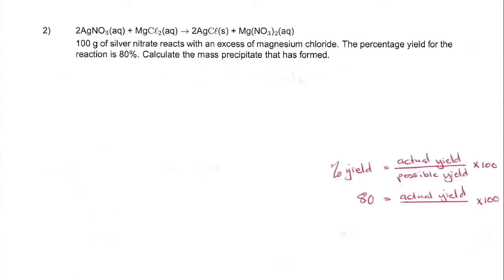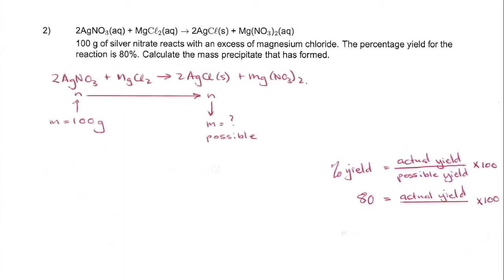In question 2, they give us 100 grams of silver nitrate reacts with an excess of magnesium chloride. They give you percentage yield. So the mass of precipitate that has formed that they're asking you is your actual yield. So let's start with the equation and think about it. They gave you the percentage yield and they're asking you for the actual yield. So this time we need to do a mole calculation to determine that possible yield.